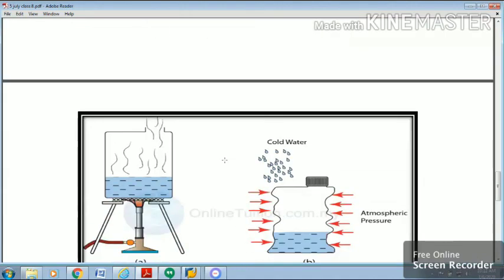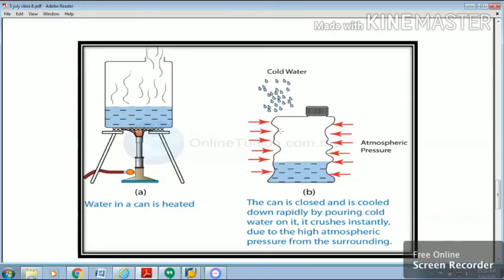Moving on to the next topic, that is an experiment which verifies atmospheric pressure. For this, you will require a tin can, water and a burner. Take a tin can and pour some water in it. Heat it with the mouth open. This will heat the air inside and drive it out of the can. Now quickly close the mouth of the can with its cap. Pour some cold water on it.